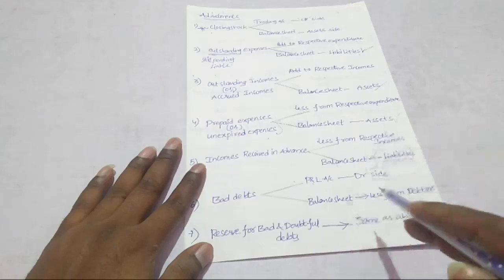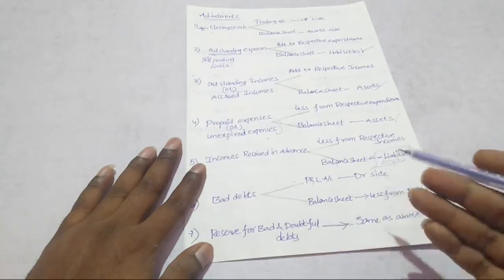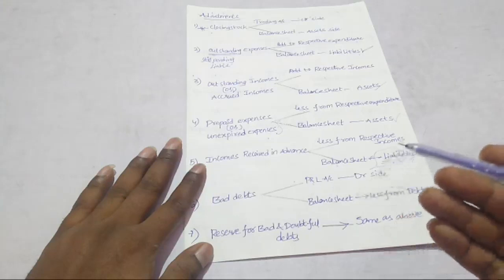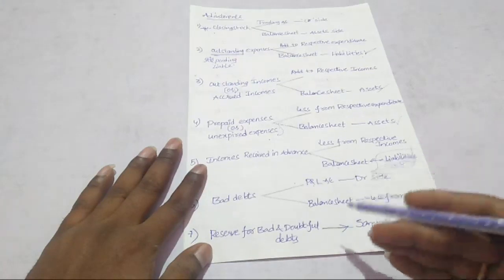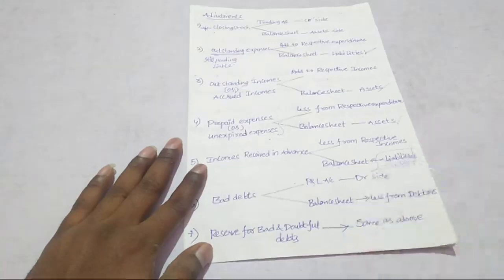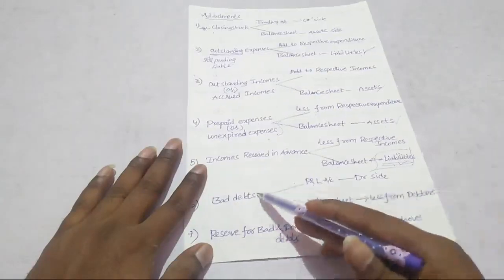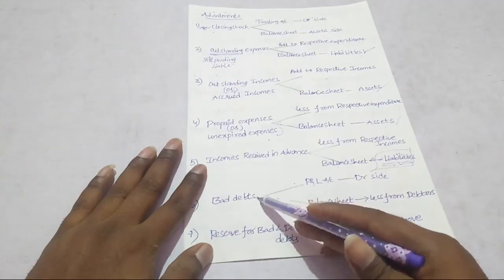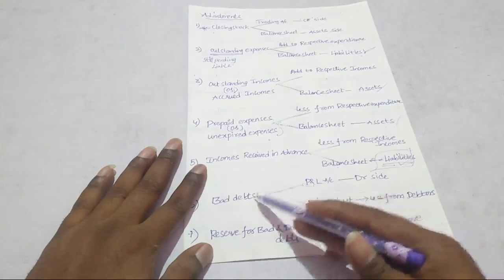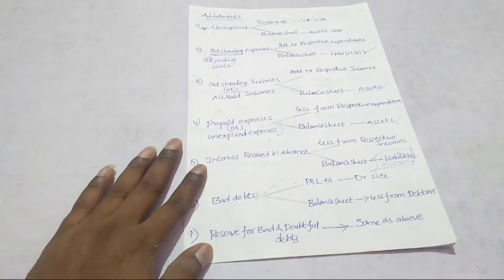From the debtors, sometimes any one customer may fail to pay the amount on time. Any one customer, due to his insolvency or any other reason, whatever the case may be, if he fails to pay the amount on time, then that particular due amount will be called a bad debt. It becomes irrecoverable.